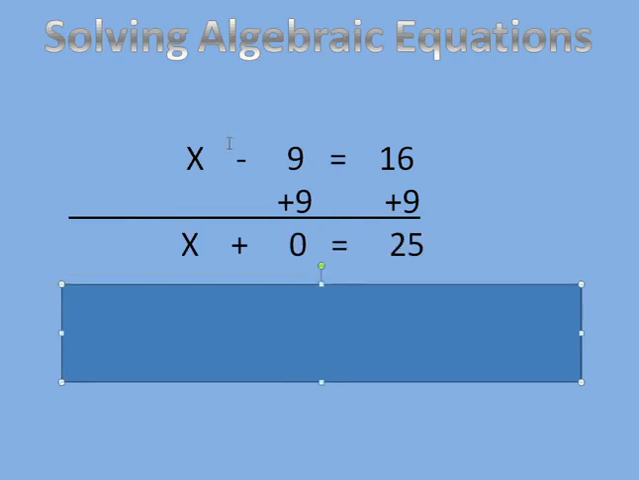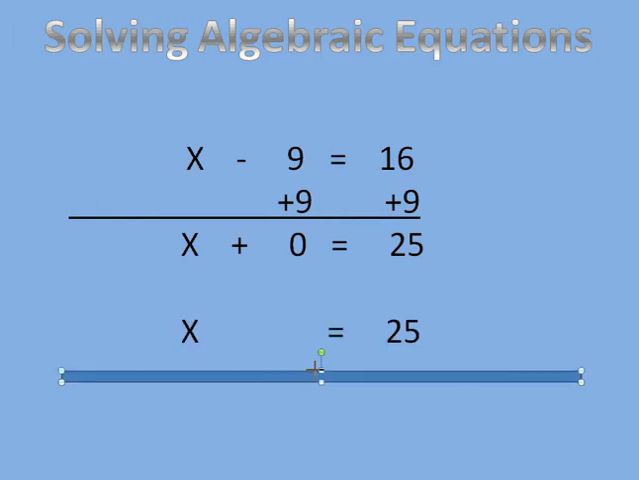Now, minus 9, or a negative 9 plus 9 equals 0. 16 plus 9 equals 25. So x plus 0, I don't need this plus 0 anymore because I'm not adding anything to it. I'm adding nothing to it. So x equals 25. Again, if I take my 25 and I plug it back into the x, 25 minus 9 does equal 16.